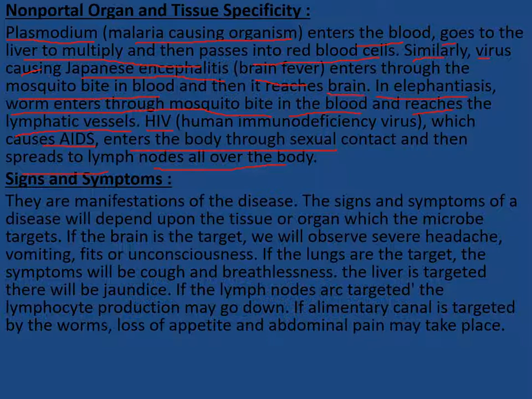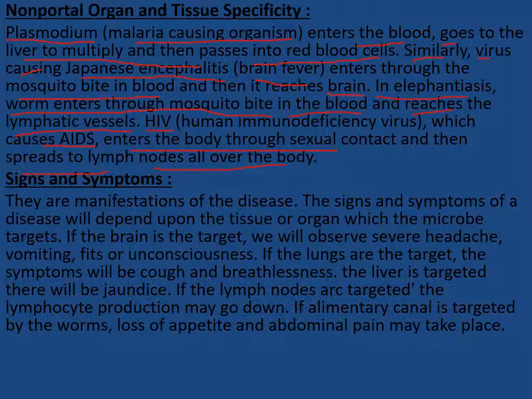Next is elephantiasis. They enter the blood, right? After that they target our lymphatic system and cause elephantiasis. Next, HIV enters our blood or liquid portions during sexual contact or blood transfusion. At that time, what will happen? From that blood or serum, they are transported to the lymph nodes, and then it spreads throughout our body. This is non-portal organs and tissue specificity.